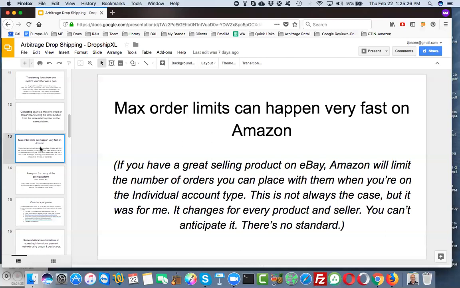Another issue that retail arbitrage has is max order limits that can happen very fast, which you experienced with Amazon. You mentioned that if you have a great selling product on eBay, Amazon limits the number of orders you can place when you're on the individual account type. This is not always the case, but it was for you, and it changes. There are two different things that Amazon used to do. They still do it, by the way.